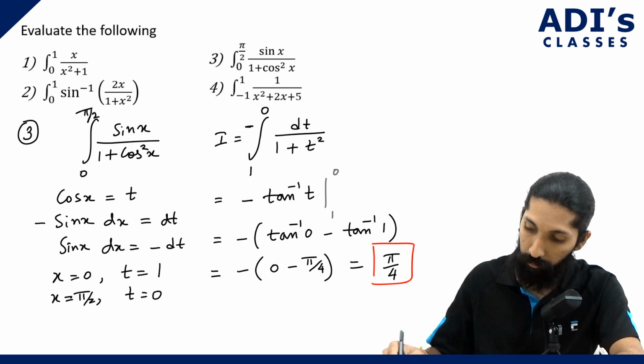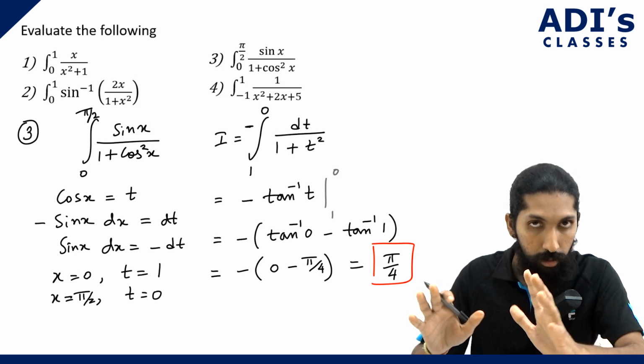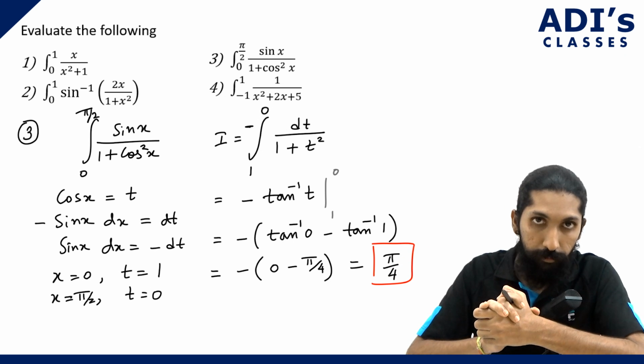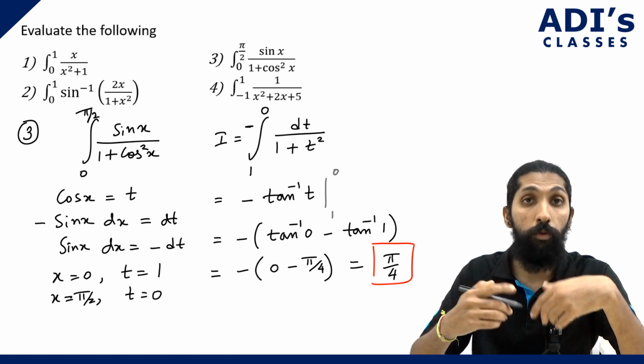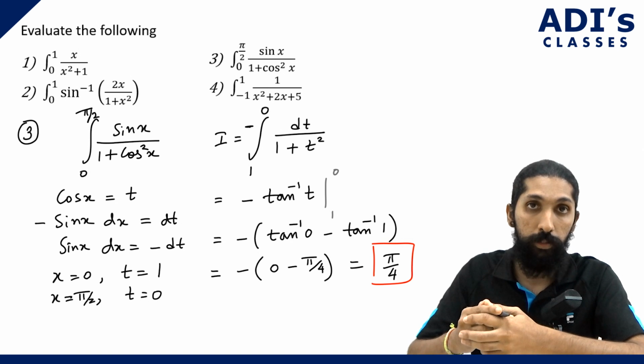So answer for the third one is going to be very simple. It's just pi by 4. Fair enough? So this is the answer for the third question. Now we'll move on to the next one. That is the fourth one. See the fourth one.